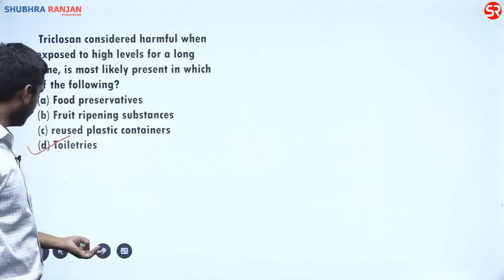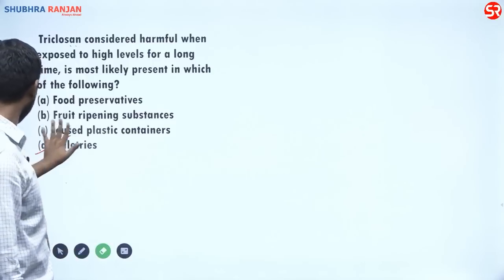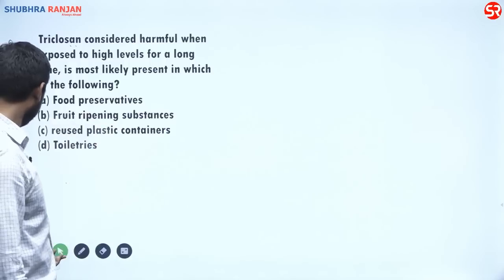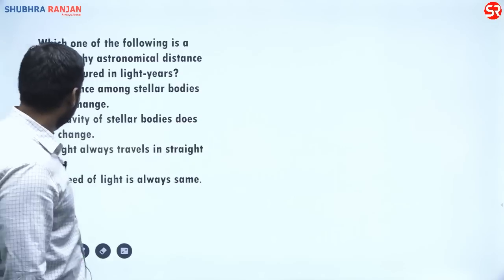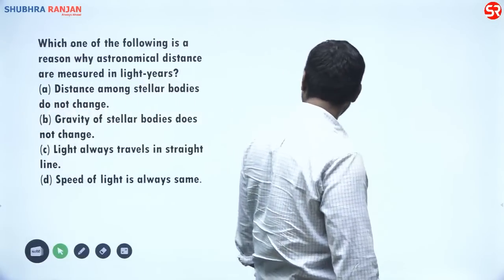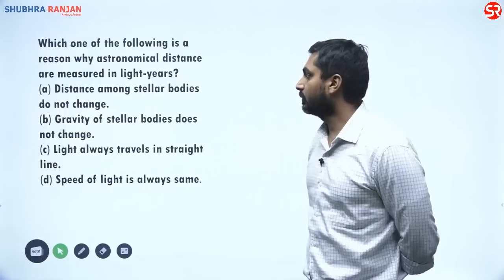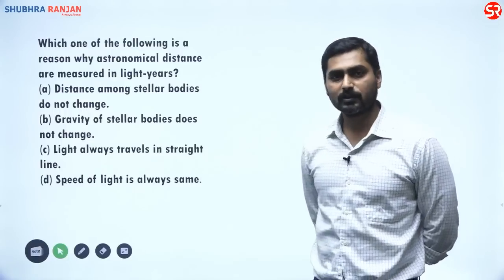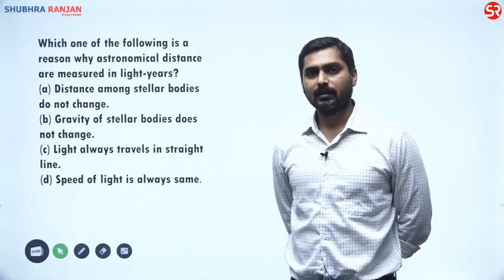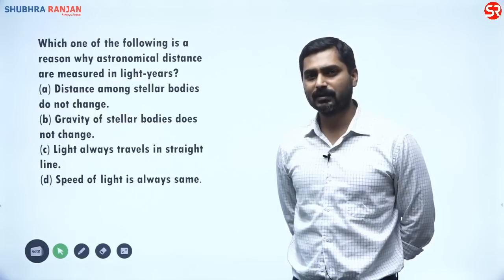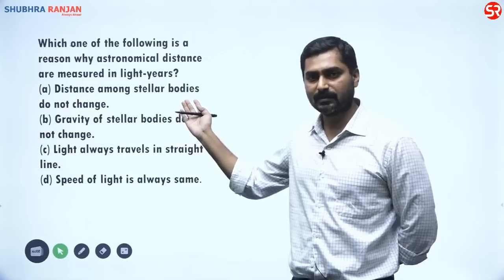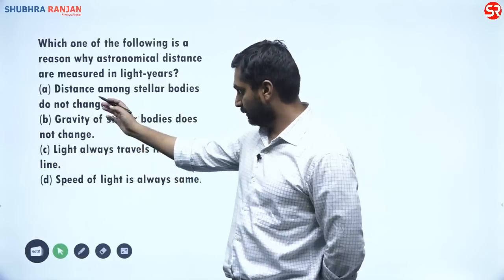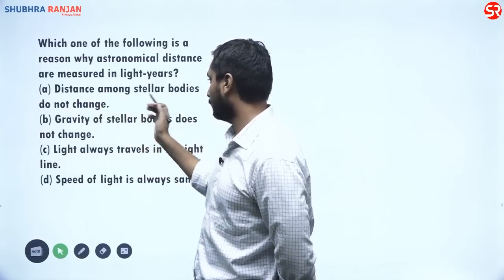Moving on to the next question. Now, which one of the following is a reason why astronomical distances are measured in light years? Now, this is also a basic question, but you need to have clarity on this. However, you could have reached the answer just by the elimination technique. So let us look at the first option. Distance among stellar bodies does not change.